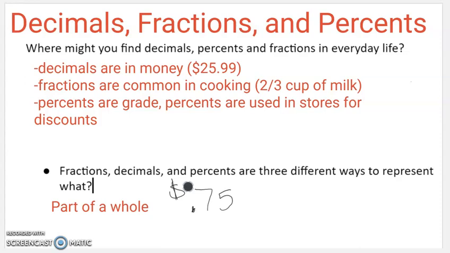We know if we got an 89% on a test, we didn't quite get 100. We didn't get everything correct. So you got most of the test right, but not everything. And then last but not least, if I have half of a pizza, I don't have the whole pizza, I have part of it. So that's where we're going to see decimals, fractions, and percents in everyday life.